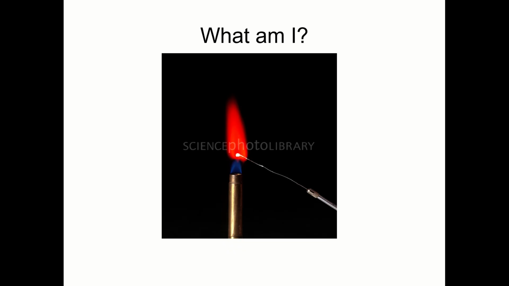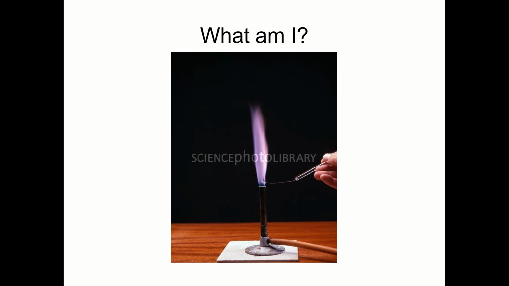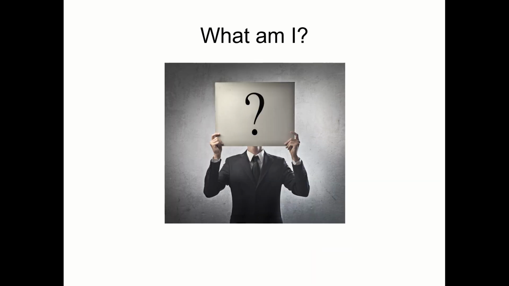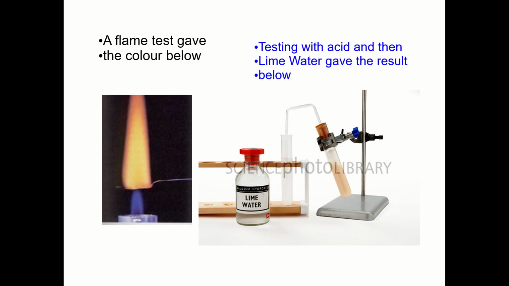This one, very obvious red colour, lithium. This one, the obvious pale sort of lilac, potassium. One on the left is copper 2, very distinctive, and the one on the right is that yellowy orange colour again, which is sodium. So dead simple. Hopefully you can pick out those colours.